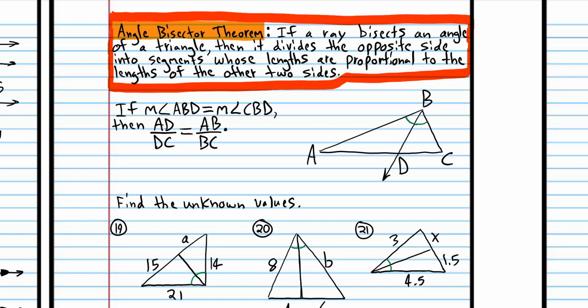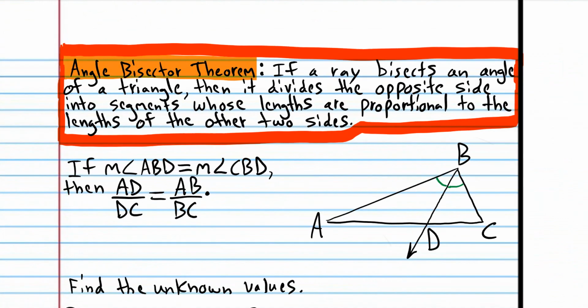The Angle Bisector Theorem tells us if we have an angle bisector, in this case a ray. Remember, an angle bisector can be a lot of different things, but in this case it's a ray. If this ray bisects an angle of a triangle, then it cuts this side so that these segments are proportional to the other sides of the triangle that are not cut by the ray. Again, I know that seems kind of confusing, but let's go ahead and do some practice problems. Go ahead and get a screenshot of that.